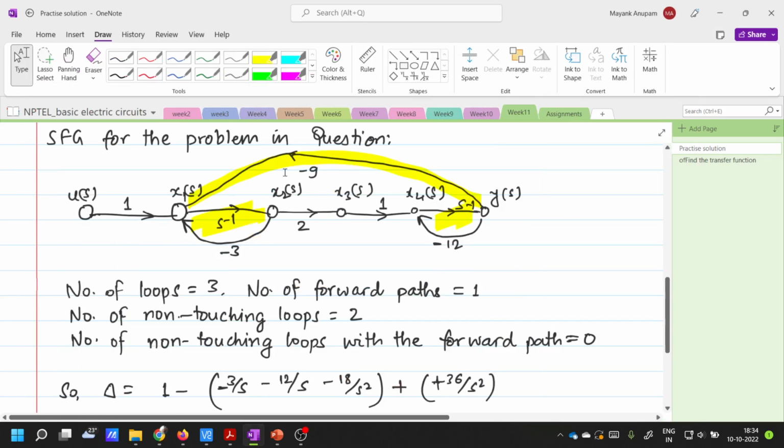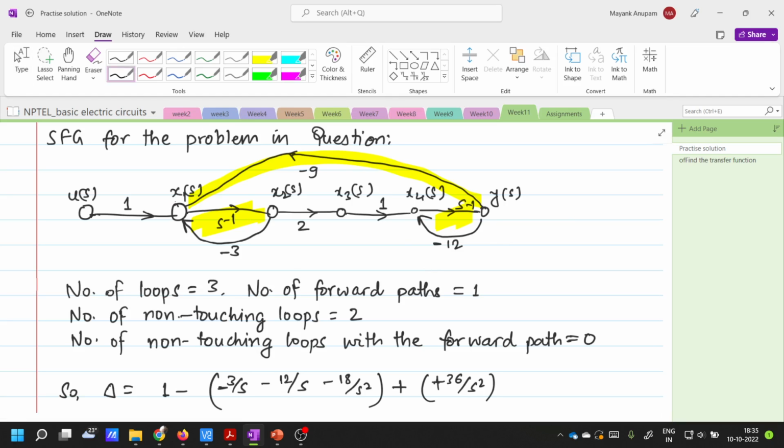So in this case, you see there are 3 loops, right? So this loop is the one, this is another loop, and then there is this loop, right? So in this case, only 2 loops are non-touching, right? This is this loop and this loop. These 2 are non-touching. If you take these 2 loops, you see there is no node which is common for both of them, right?